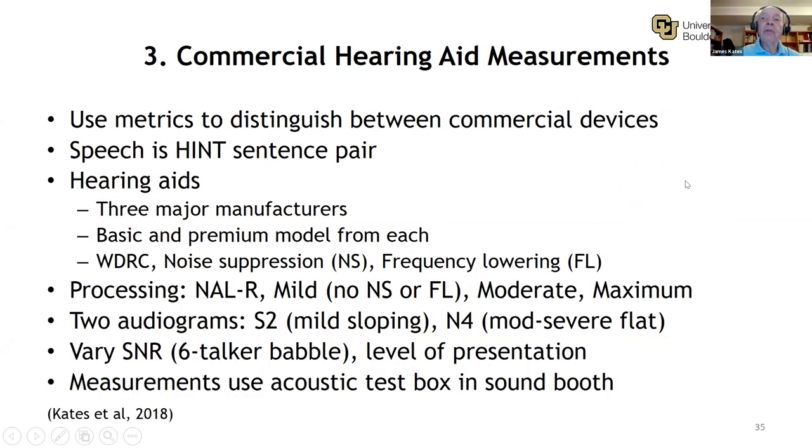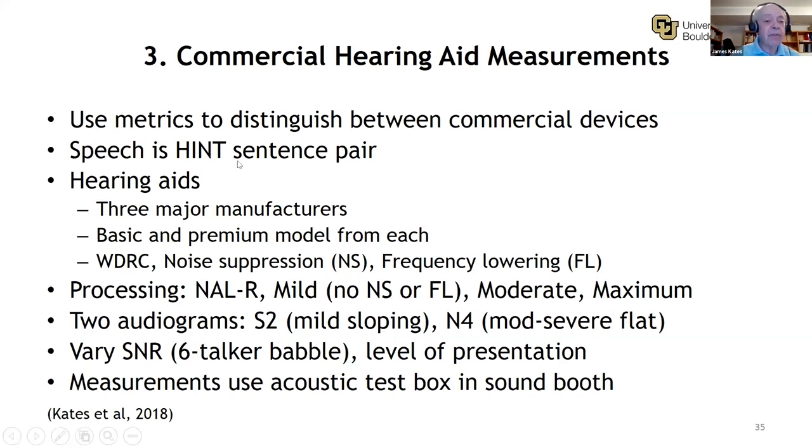We've also been able to look at real hearing aids, not just processing simulations. And we looked at, can the metrics, can intelligibility and quality metrics actually distinguish between hearing aids? So we're not looking at which one's the better fit or which one's a poorer fit or which one benefits the end user the most. We're looking at a simpler question, which is, can we even tell the difference? Can the metrics show us that these two devices are different devices and not the same?